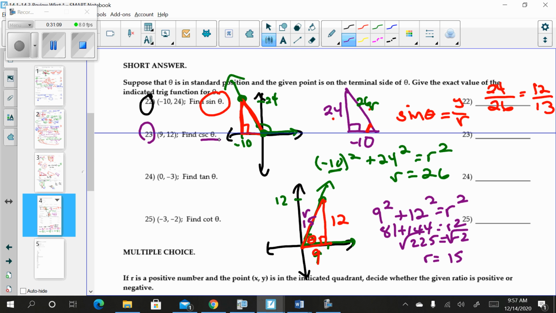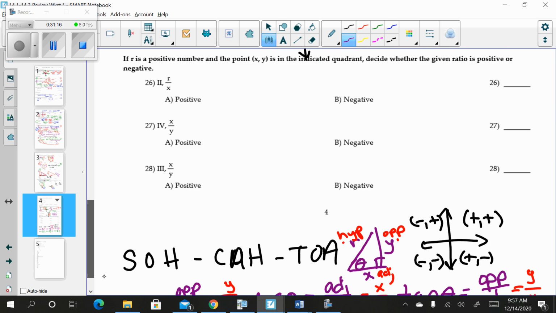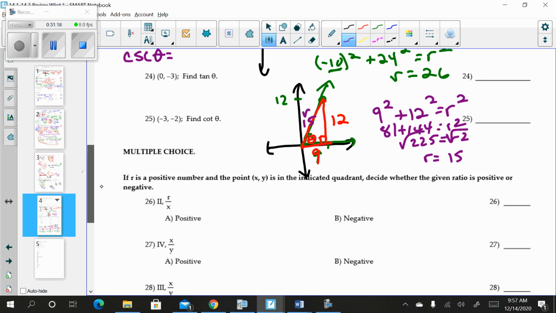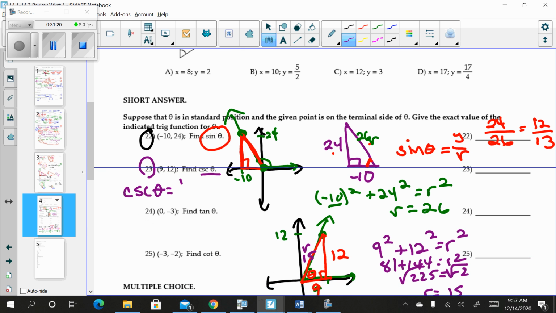And now they want us to find cosecant, csc. Remember, cosecant is the reciprocal of sine. You can go back down to our little list here. So r over y. So I'd be doing the radius over the y value. So the radius was 15 over my y, which was 12. And again, if you can simplify that, we'd want to simplify that down. So we can divide 15 and 12 both by 3. So 5 over 4, 5/4.